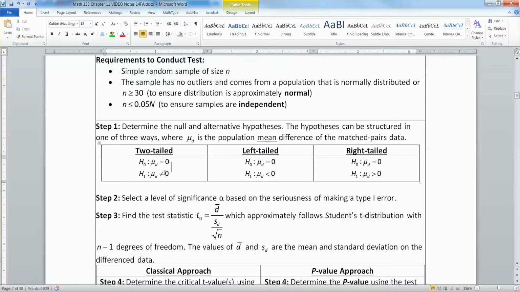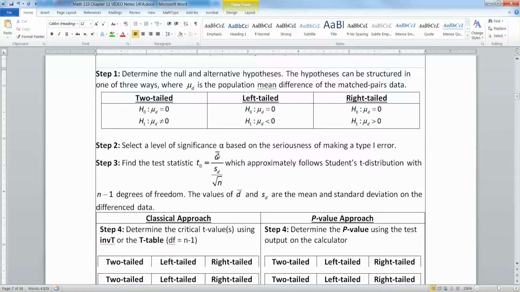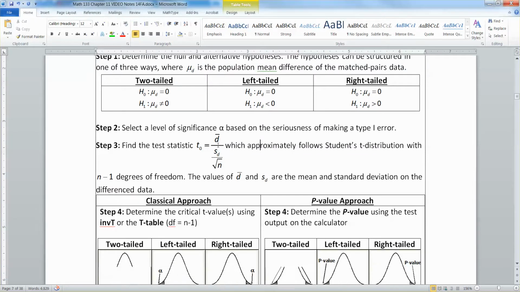And so that's always your null hypothesis for these. Then the alternative would be mu d not equal to 0 for two-tailed, less than 0 for left-tailed, greater than 0 for right-tailed. Step 2 is just like it was before, your alpha. Then step 3 is your test statistic, and this is a slightly different formula than you've seen before. D bar is in place of x bar now, and then you have SD instead of S. And this, of course, follows the student's t distribution, with n minus 1 degrees of freedom. Now remember that D bar and SD are the mean and the standard deviation of those differenced data.